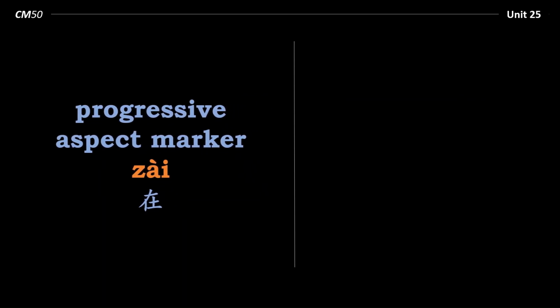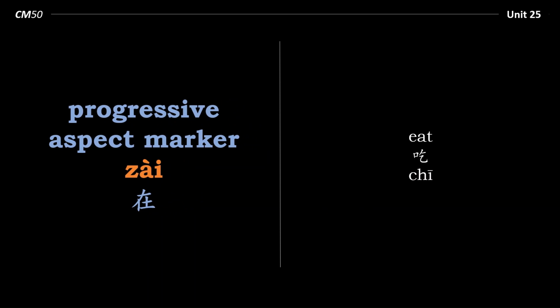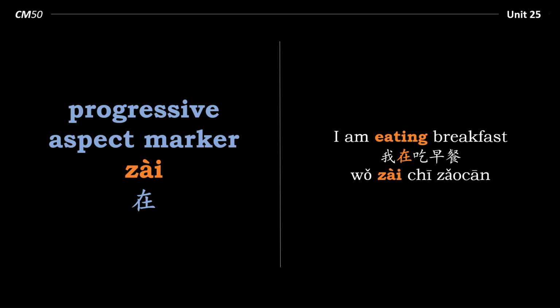For example, 吃. How would we mark that this action, this verb, is in progress? Quite simply, 在吃. So here this is different to le. So le comes after the verb that it marks, whereas 在 comes before the verb that it marks. So eat is 吃, eating is 在吃. I am eating breakfast. 我在吃早餐.